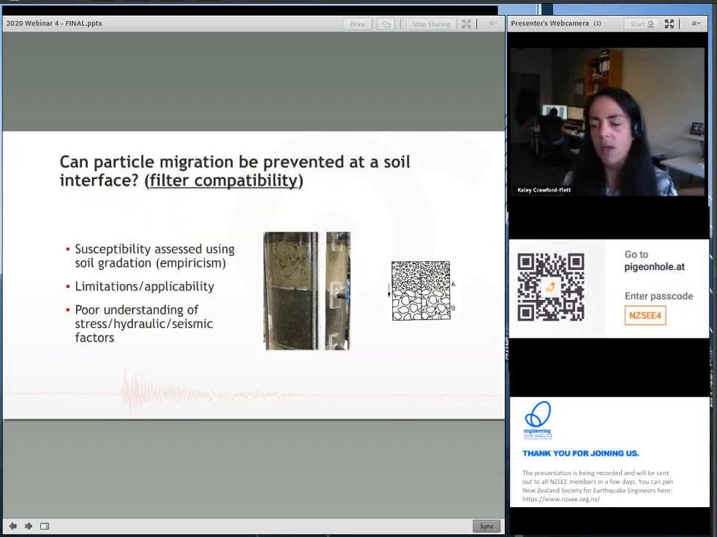In the meantime, we're investing quite a bit of effort in looking at filter compatibility. That is, can particle migration be prevented at a soil interface? Again, susceptibility is typically assessed using empiricism, looking at soil gradation and particle size. And again, we don't have a very good understanding of the stress, hydraulic, and seismic conditions that may contribute to migration of particles in a downward flow configuration, in this image here, from the finer material into a coarser material.